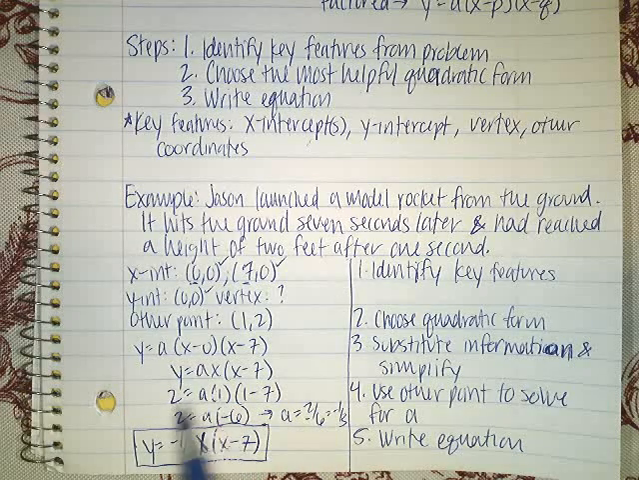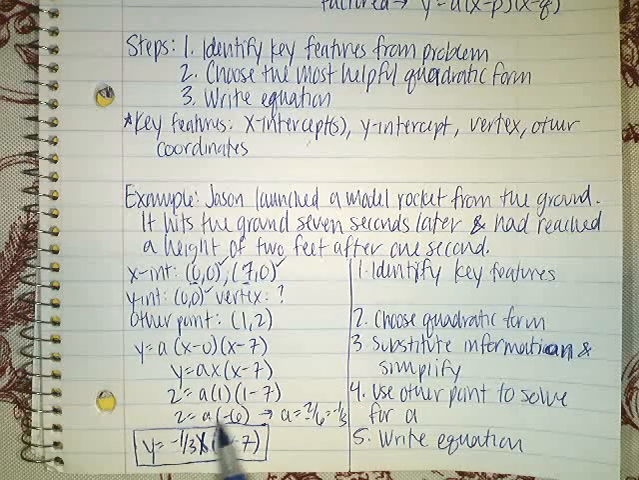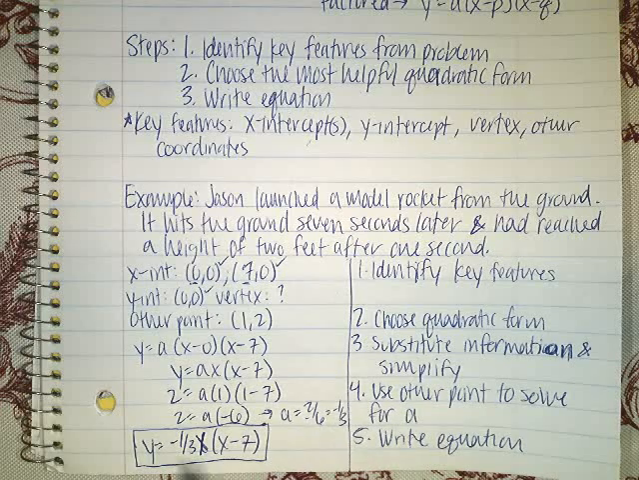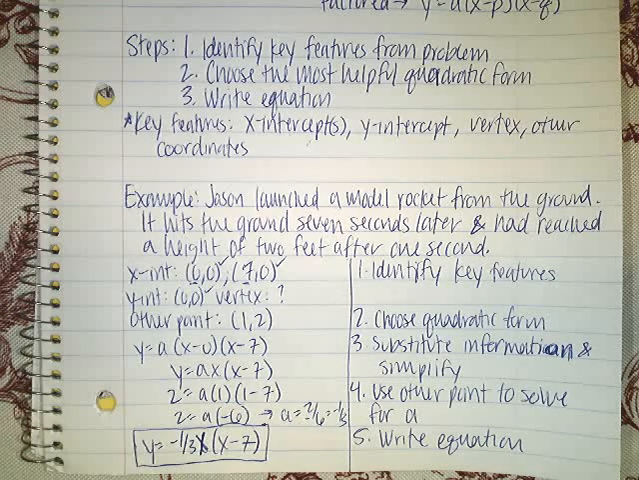So I had 2 equals a times 1 minus 7, which became 2 equals a times negative 6. Divide both sides by negative 6. Sorry, I wrote it small over here, but I didn't want to leave room for the answer. a equals 2 over negative 6, or negative 1/3. Then I can write my final full equation, y equals negative 1/3 x times x minus 7. I have successfully written the equation for that quadratic.